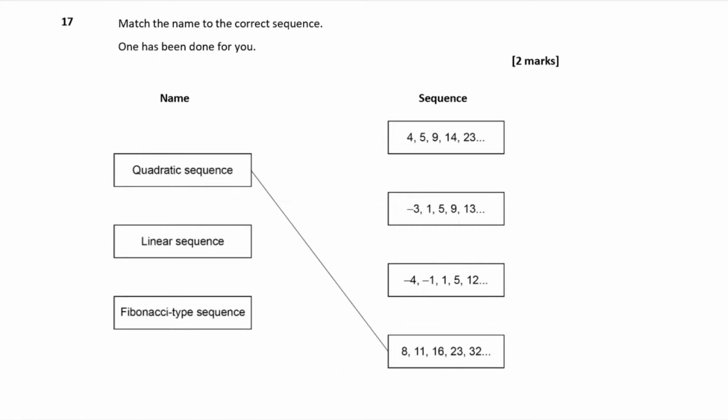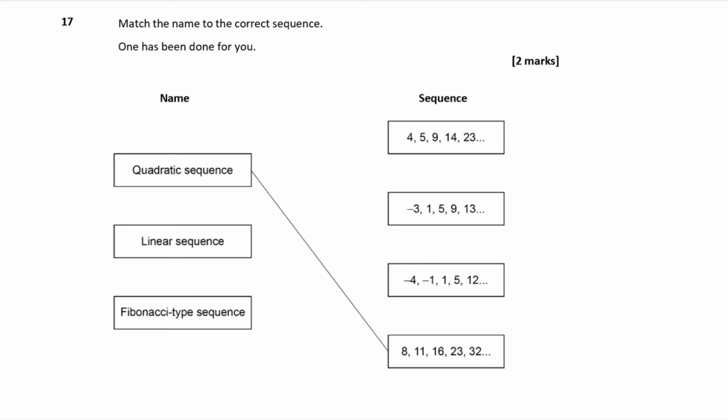Okay. Question 17. Match the name to the correct sequence. One has been done for you. Oh, good. That's the hard one, the quadratic sequence. Linear sequence, that's easy. It just has a common difference. So it's going up in the same number each time. And a Fibonacci type sequence, you're adding the two previous numbers together to get the next one.